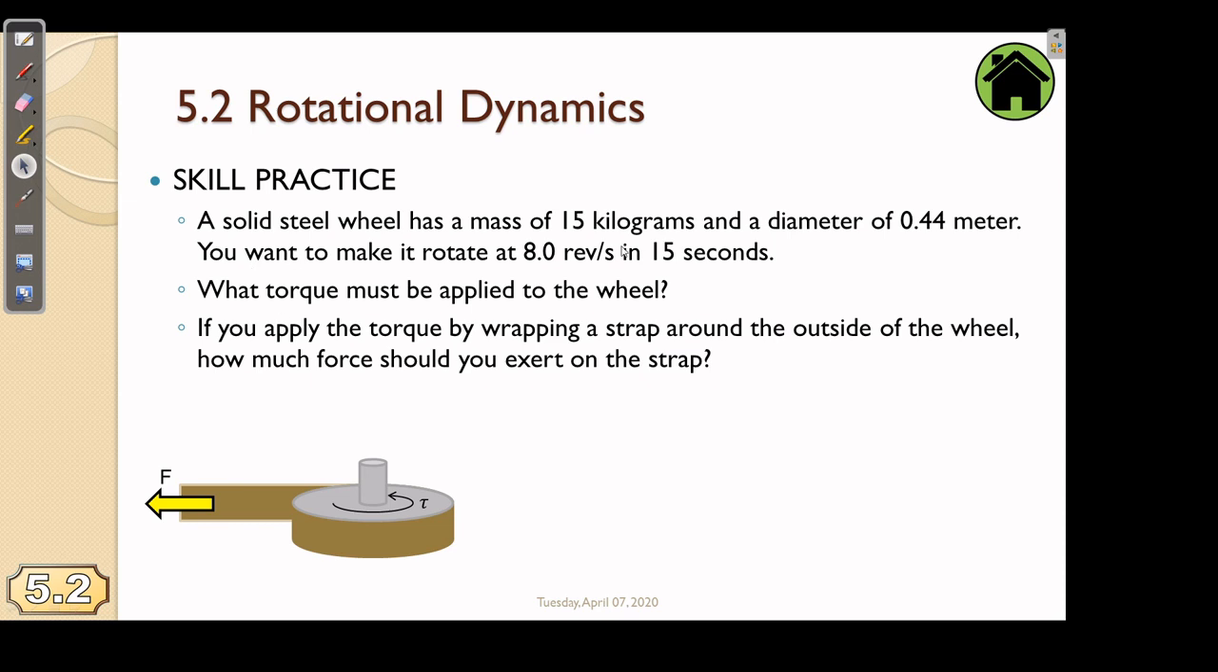We have a solid steel wheel with a mass of 15 kilograms and a diameter of 0.44 meters. Let's pay attention, that's the diameter, not the radius. We want to make this wheel rotate at 8.0 revolutions per second in 15 seconds. So we want to know, first of all, what torque must be applied to this wheel. And secondly, if we wrap a strap around the wheel and pull on the strap to make the wheel spin, how much force are we going to have to apply?